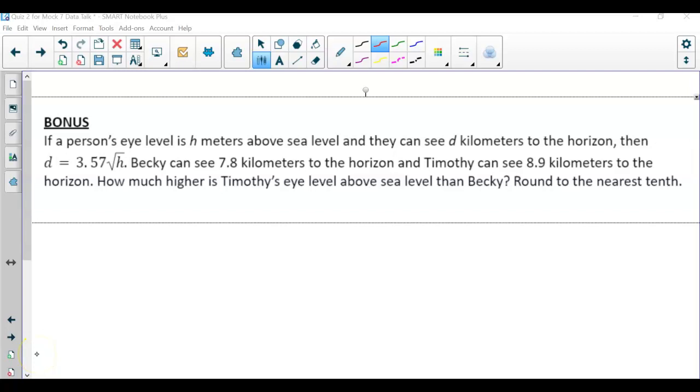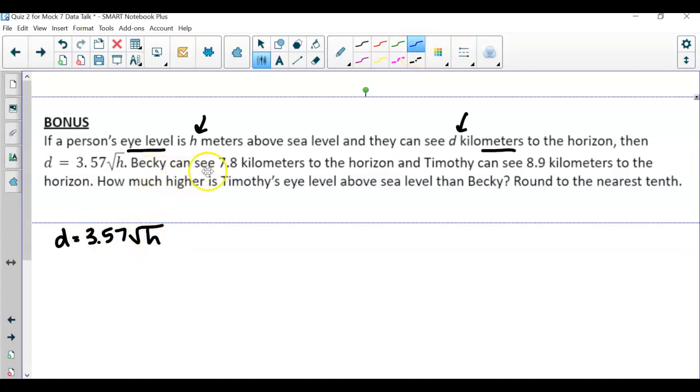So now with the bonus question, this is an application problem with our radical. Notice how here, as you're going through, the person's eye level is h. So eye level is represented by h above sea level, and d is in kilometers to the horizon. So thinking about that like distance. And we're using the formula right here: d is equal to 3.57 times the square root of h.